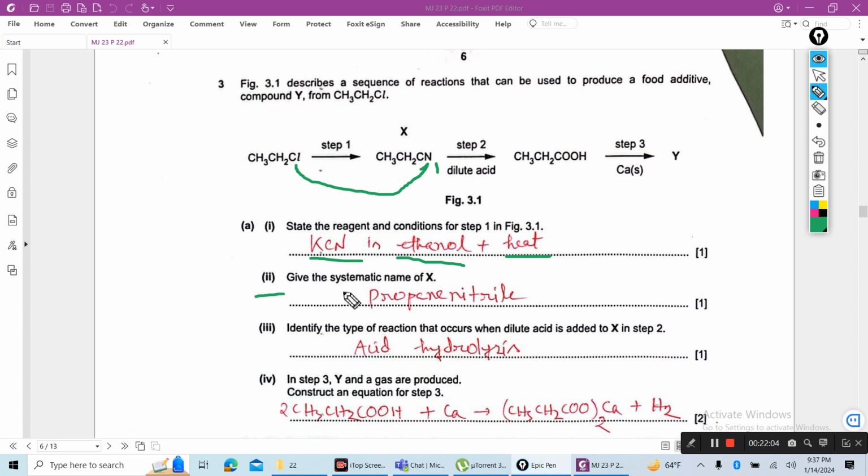Number 2, give the systematic name of X. X name, there are 3 carbon, you know, 1, 2, 3. CN, cyanide compounds are known as nitrile compounds. So this is propane nitrile. Propane nitrile.